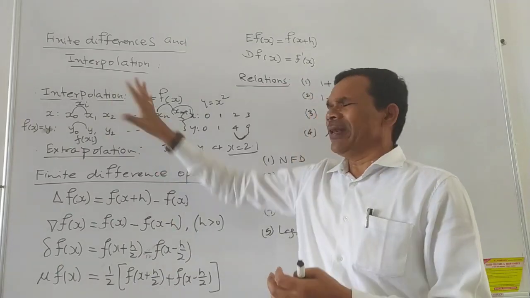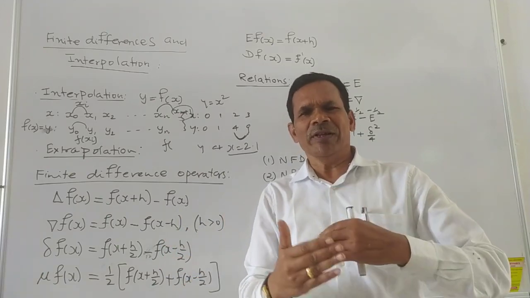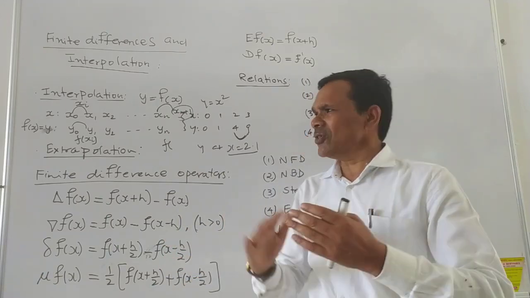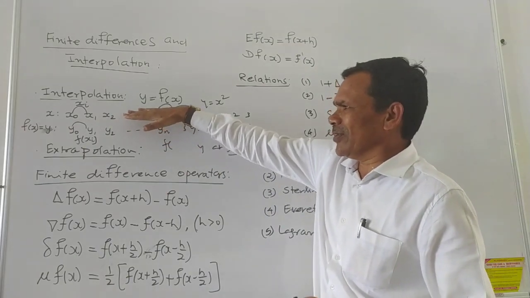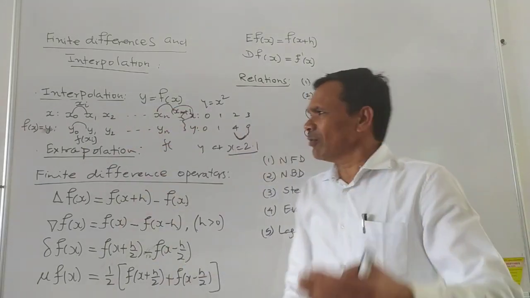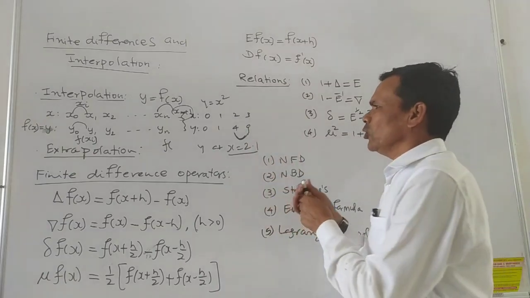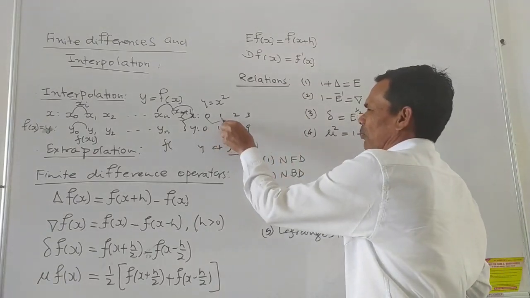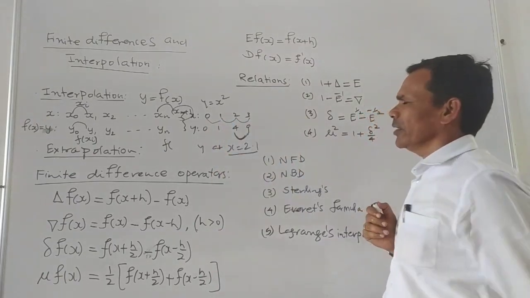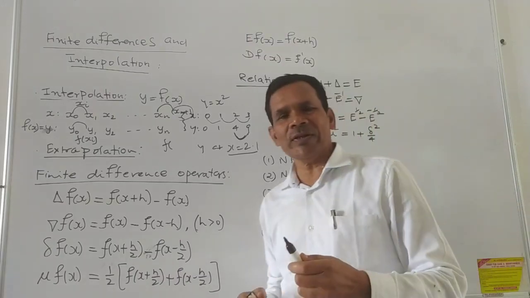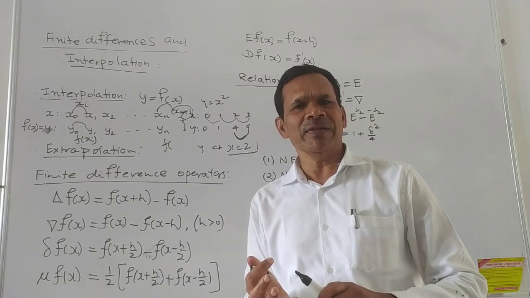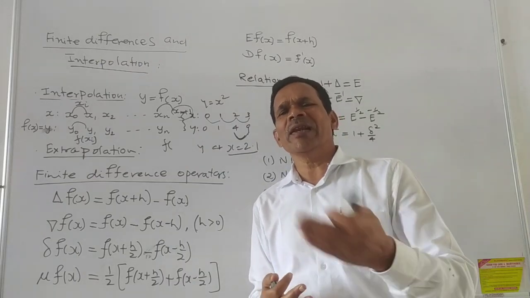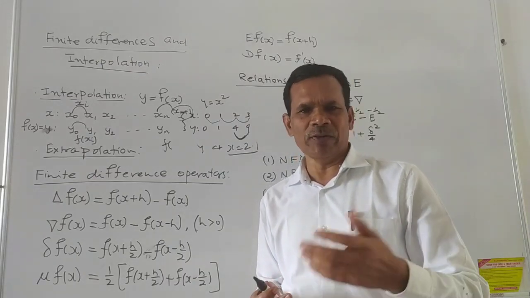Interpolation is mainly divided into two parts: equally spaced and unequally spaced. Equally spaced means the spacing between two values of x, that is the interval, is equal. In that case we use the forward difference or backward difference interpolation formula. Stirling's interpolation formula is also used.